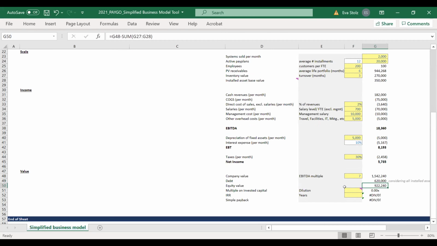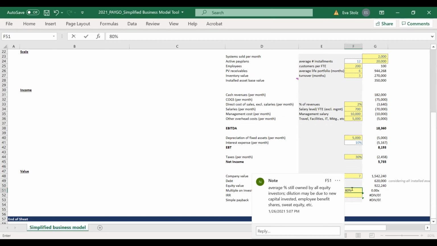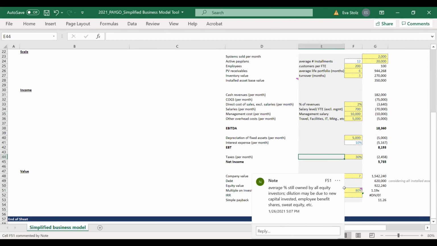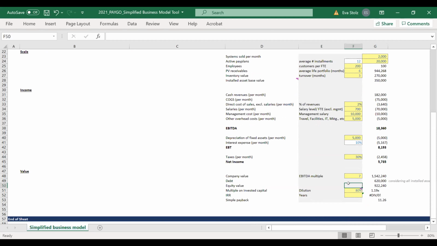Then here you can indicate, so you want to calculate the multiple on invested capital. So you can indicate a certain percentage, which we called here the dilution. So what you need to provide here is basically the average percentage that is still owned by all equity investors. And the dilution may be due to a number of reasons, such as employee benefit shares or sweat equity.